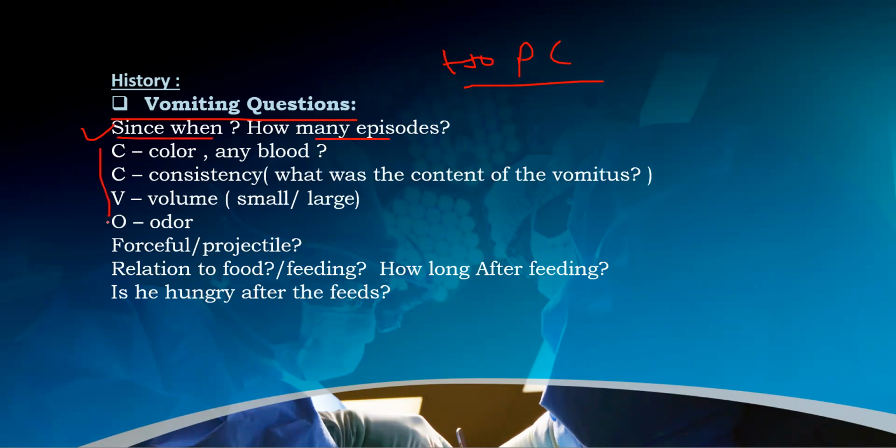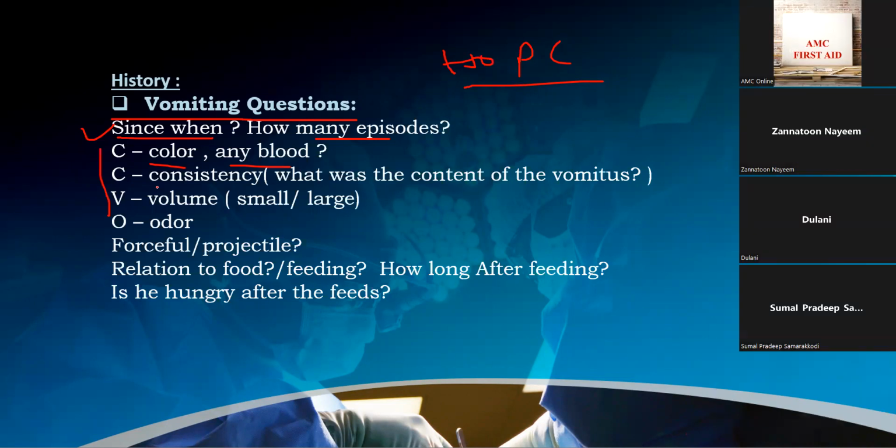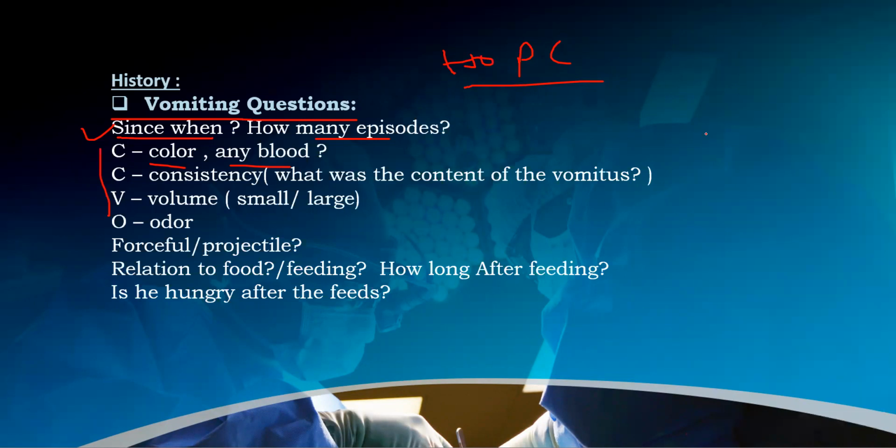If you don't know when it started, then ask since when it started and how many episodes so far. We always follow CCVO for any kind of discharge from the body, like vomiting, diarrhea, any PV bleeding, anything which is coming out of the body. CCVO means color, consistency, volume, and odor. So what is the color of the vomitus? Have you noticed any blood in it? What is its consistency? Is it very thick or thin?